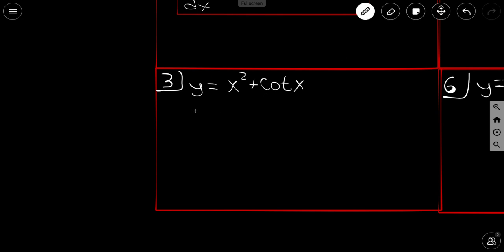So here, it's going to be 2x, and then the derivative of cotangent x is negative cosecant squared.